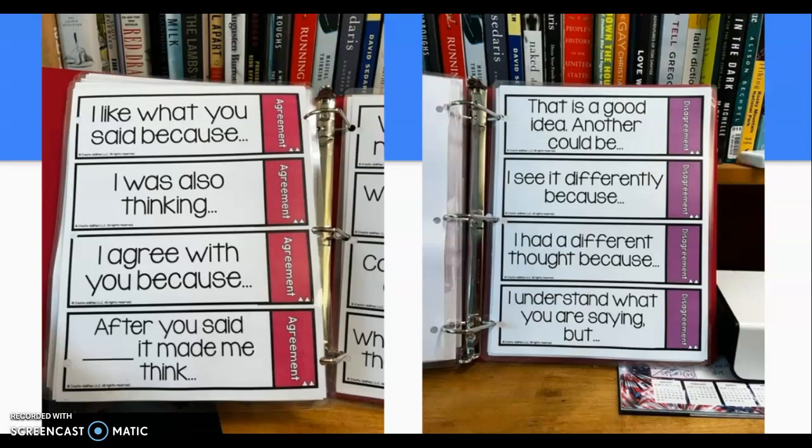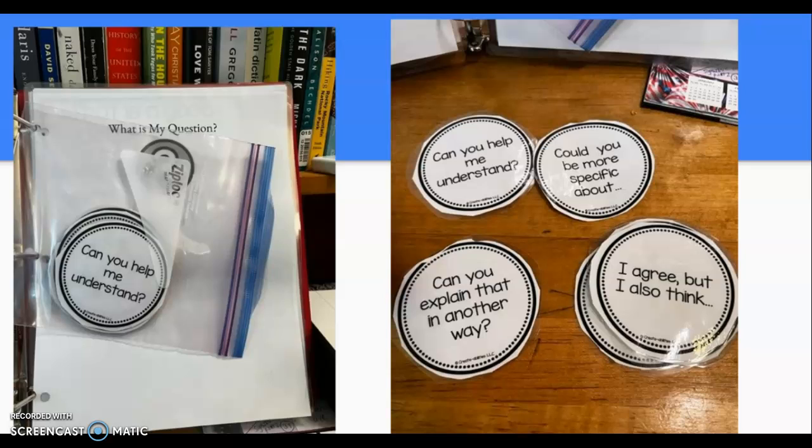We also have big pages that show us exactly what he could say if he agrees with someone, if he disagrees with someone. And then there are also places where he can ask questions. So here we have a page where it says, what is my question? And so if he has a question, he can add his question to the page using Velcro, and he could let his teacher know, hey, I have a question. Can you help me understand? Can you explain that in another way?